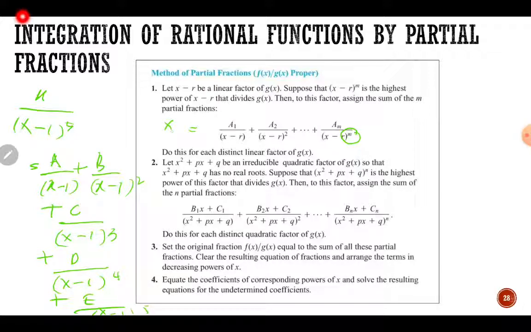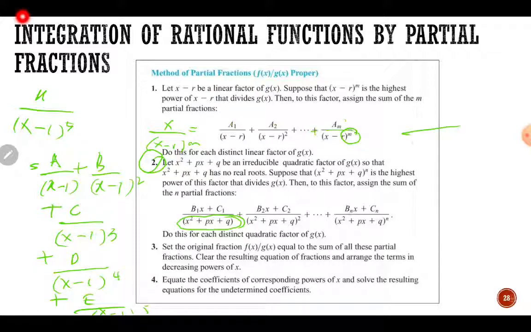Katakanlah function ni is X over X minus R power of M. So you have to introduce M constants ke atas ni, sampailah you sampai kepada AM over X minus R power of M. Okay. And then second one, kalau kita ada yang kat bawah ni a quadratic function yang you tak boleh nak factor dah, X square tambah PX tambah Q.